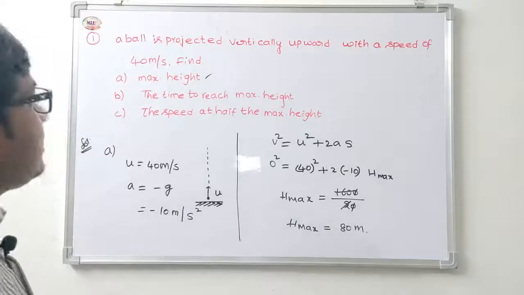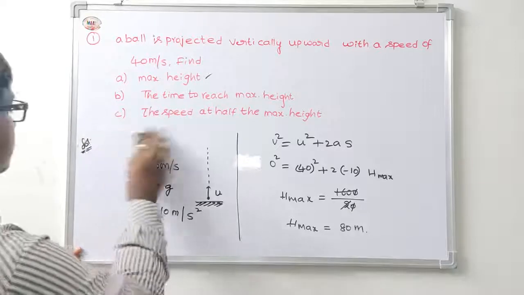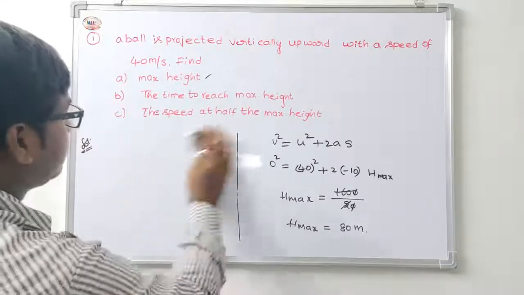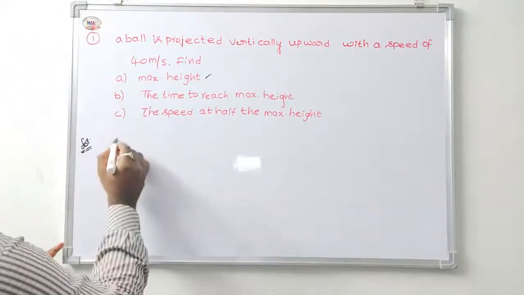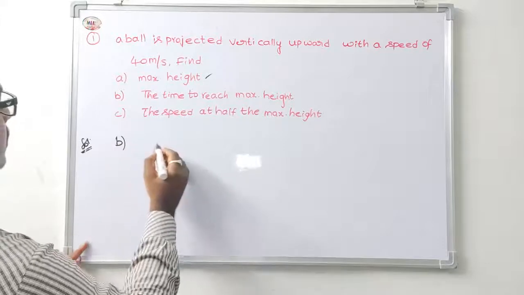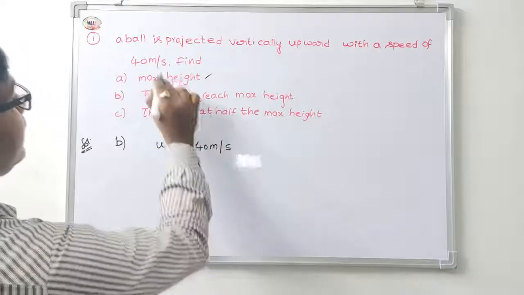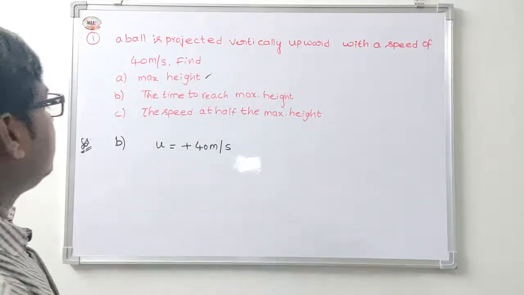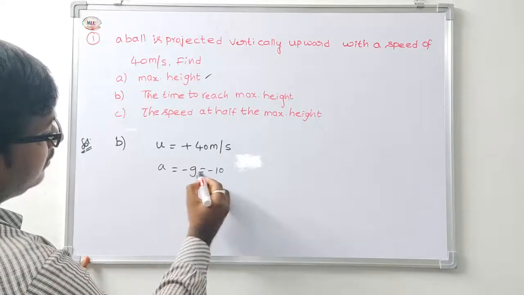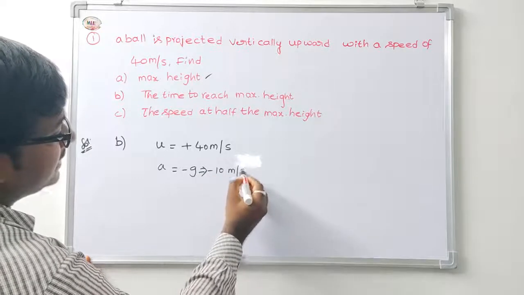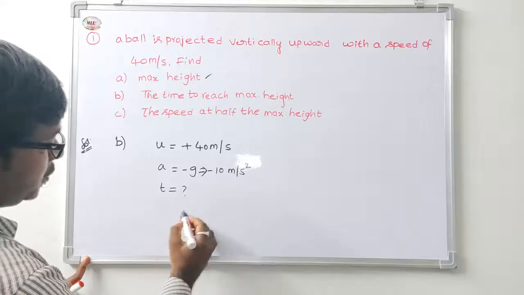The second one, the time to reach the maximum height. In this B bit, the u is equal to plus 40 meter per second. So, given data, students. Next, a is equal to minus g, that is minus 10 meter per second square, as it is vertically projected. Then find out the time taken using the kinematics first equation.